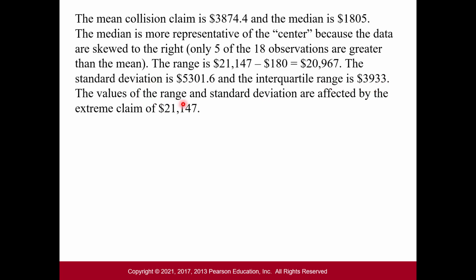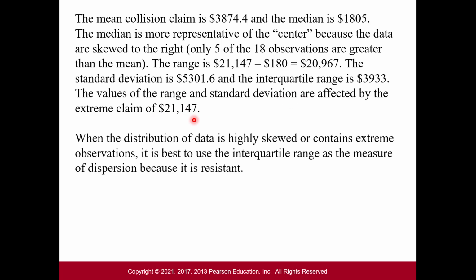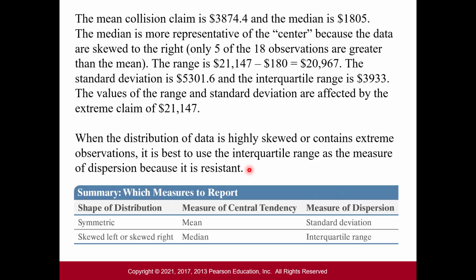The values of the range and standard deviation are affected by that extremely large claim. So when the distribution of data is highly skewed or contains extreme observations, it's best to use interquartile range as a measure of dispersion because it's resistant to these large extreme observations.